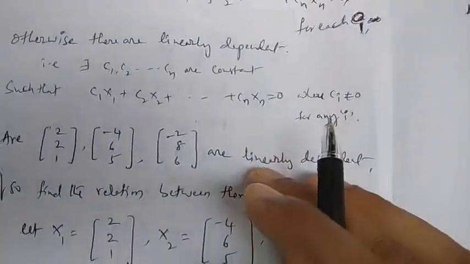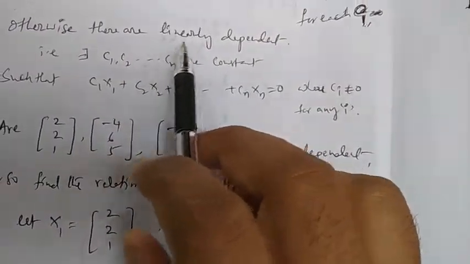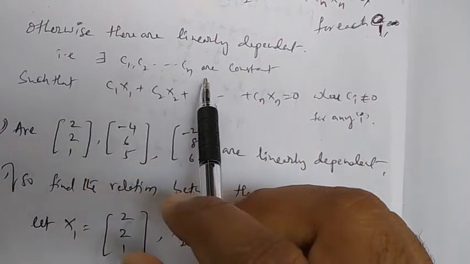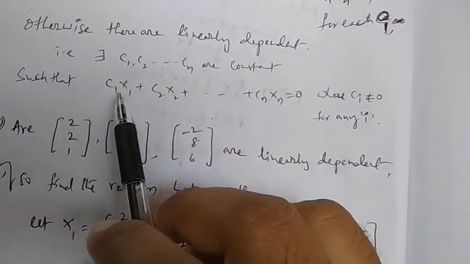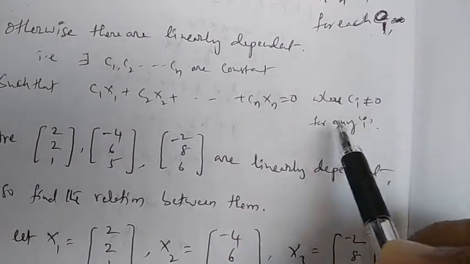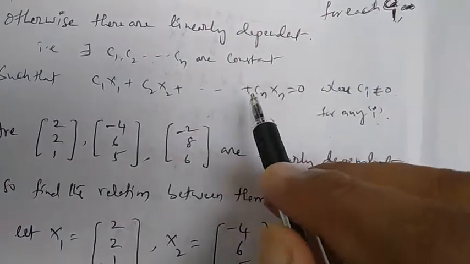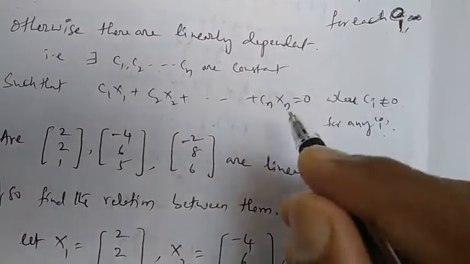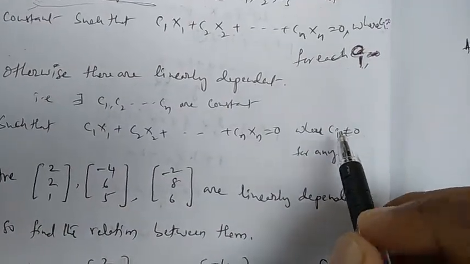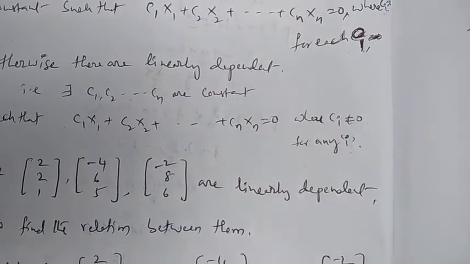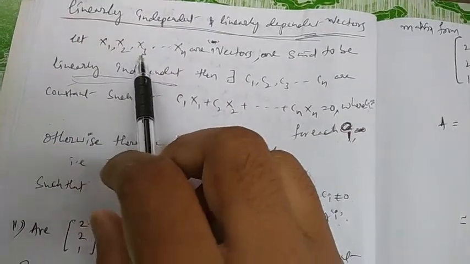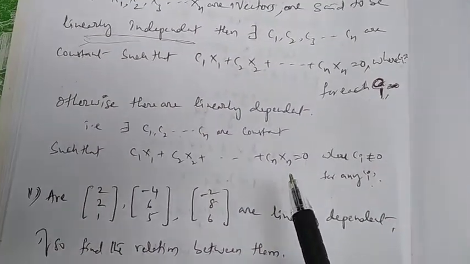Then if they are dependent, we say there exist constants c1, c2, c3 and so on up to cn such that c1 x1 plus c2 x2 plus c3 x3 plus and so on cn xn equals 0, where ci is not equal to 0 for some i. It means that at least one of the c's is not equal to 0. It may be the first c, the second c or the third c, any c not equal to 0. Then the vectors x1, x2, x3 and so on up to xn are linearly dependent.